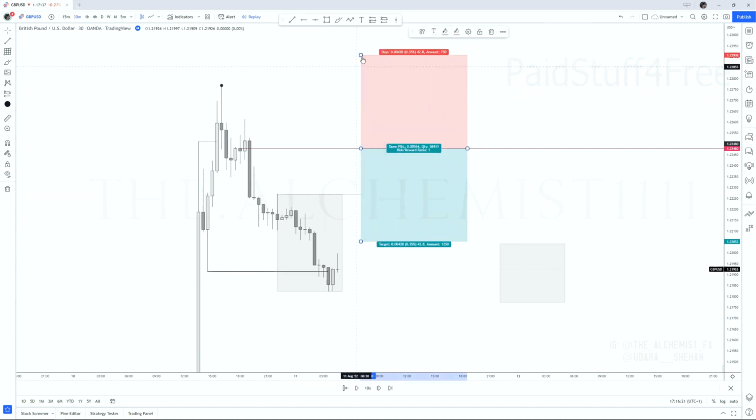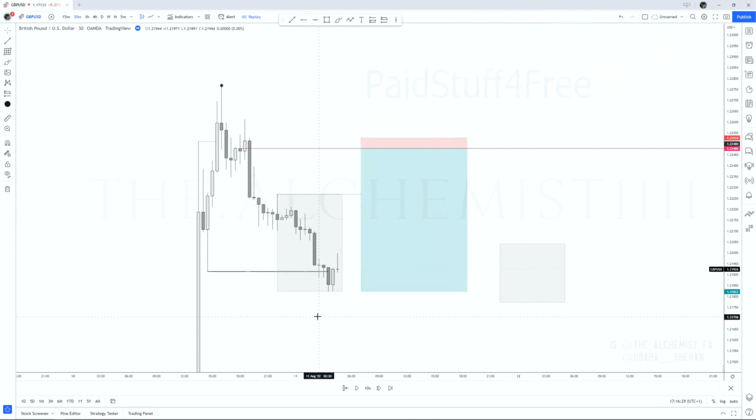Okay, so I sold it here. This is what I was expecting. This is the time when I was expecting this to happen. Stop loss above this high right here, 4.8 pips, and I'm targeting the Asian low. Okay, this is what I was expecting.